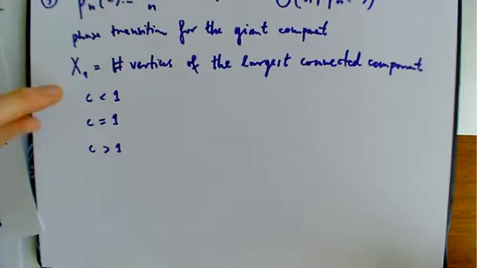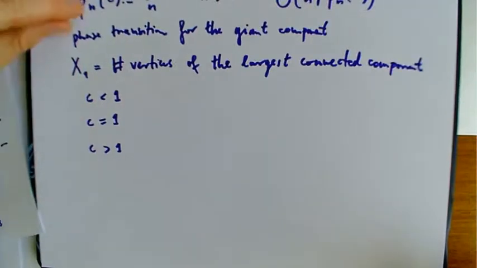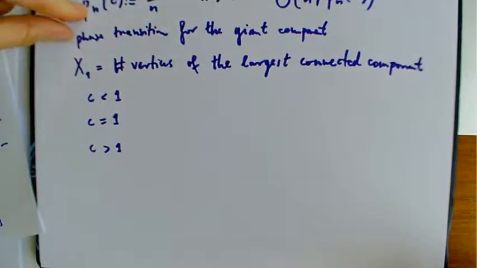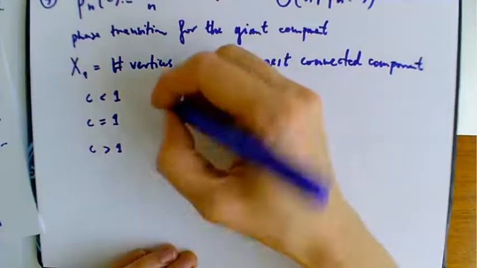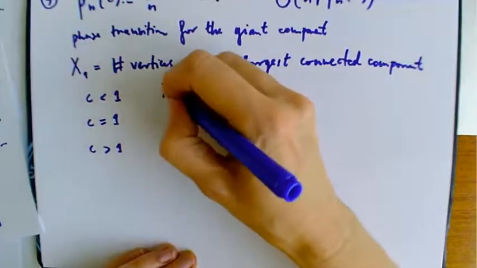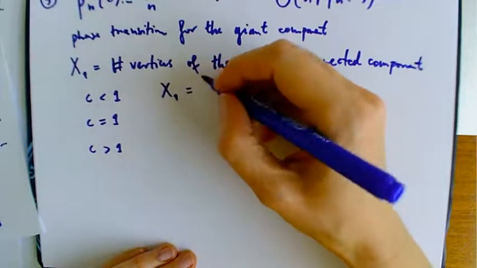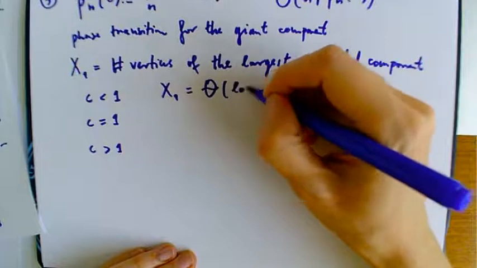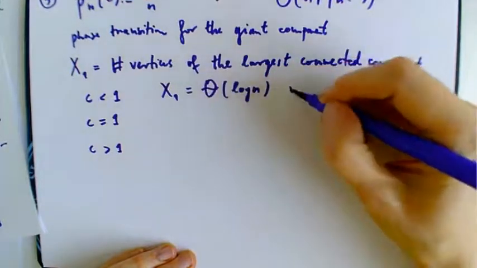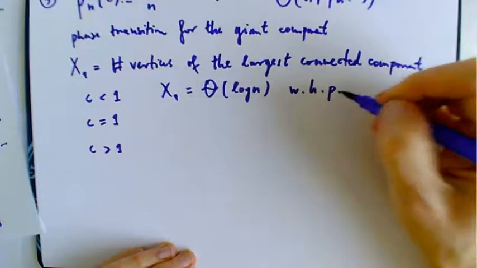And so if c is less than 1, so these probabilities are going to 0 at order lower, I mean, in this way, lower than 1 over n, then x1 is of order log n with high probability. So let me not be precise here.